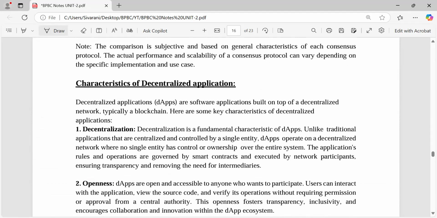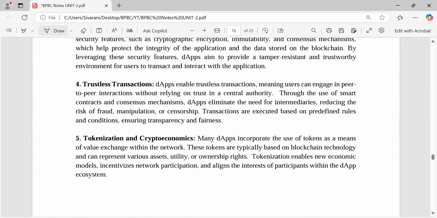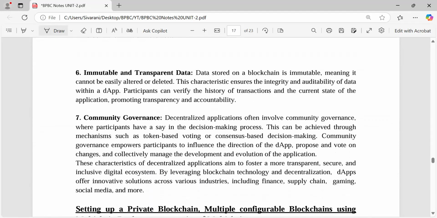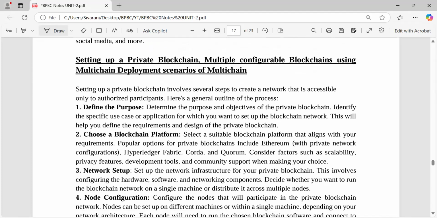So what are the main characteristics of blockchain? Decentralization, openness and security, trustless transactions, tokenization and cryptocurrencies, immutable and transparent data, community governance. Next, setting up a private blockchain, a multi-configurable blockchain using MultiChain, and deployment scenarios of MultiChain.